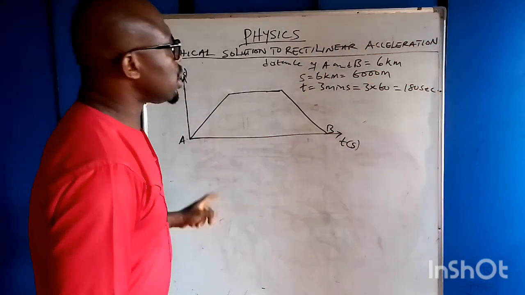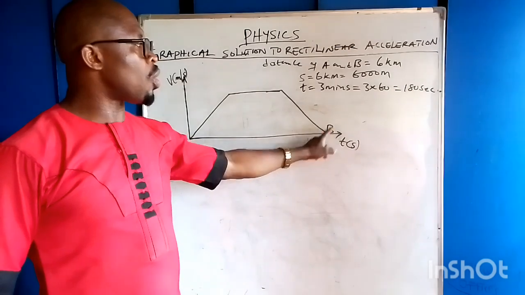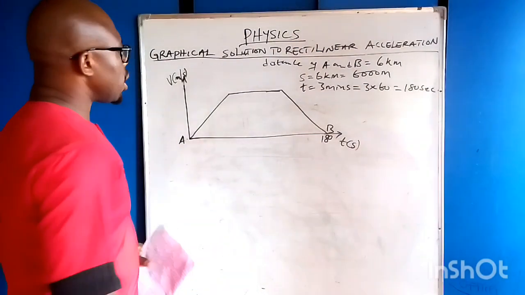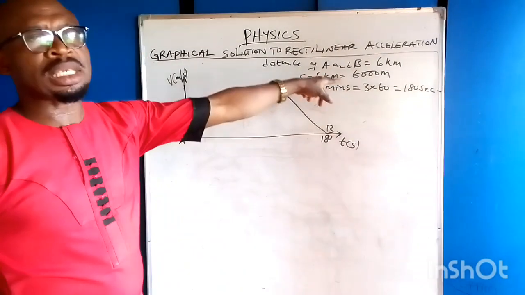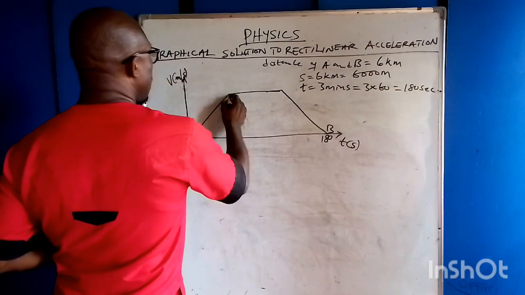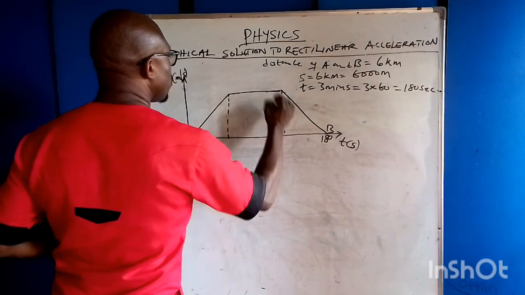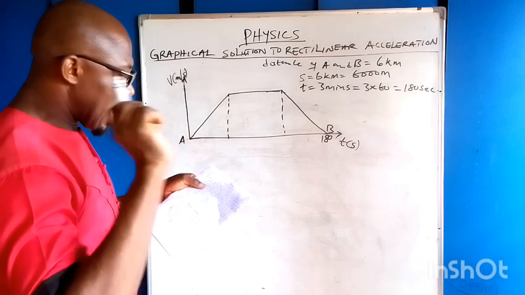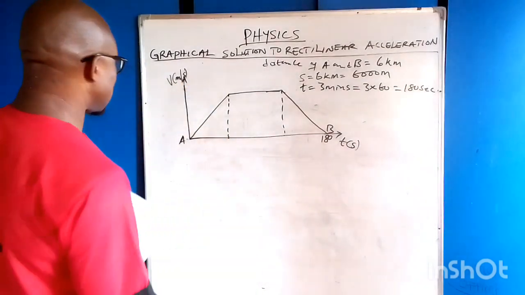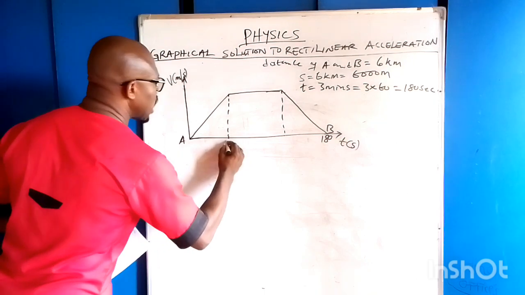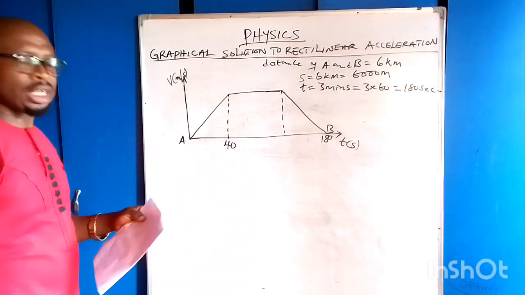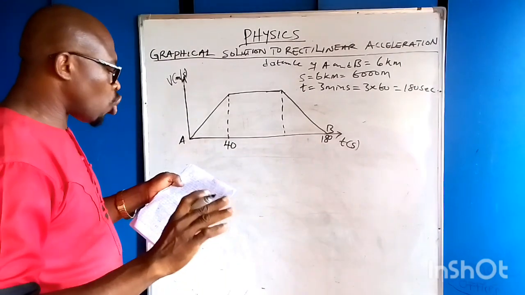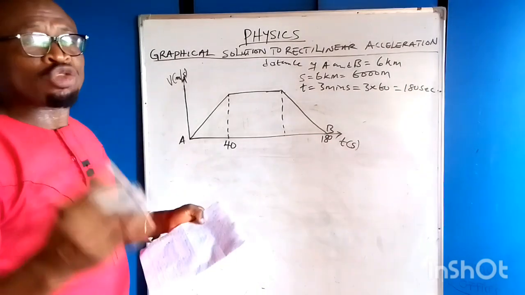So the time taken for the body to move from here to this point is 180 seconds. Distance covered also is 6,000 meters. Now we bring this one down. So we'll still continue. They said it has first acceleration A for 40 seconds. That means the first acceleration lasted for 40 seconds. That means here is 40. Then a constant speed, and it's brought to rest with a uniform retardation after 20 seconds.